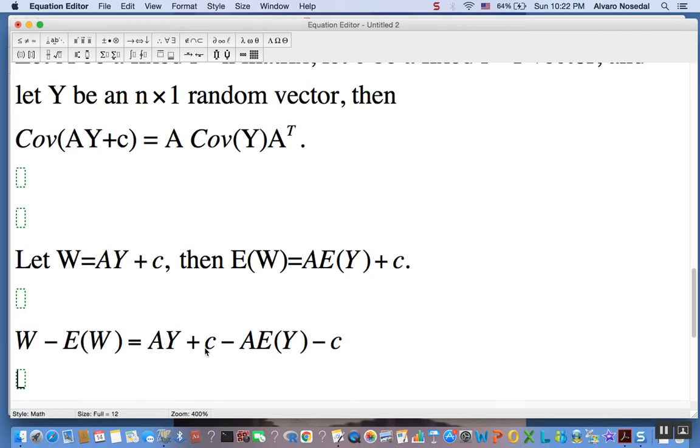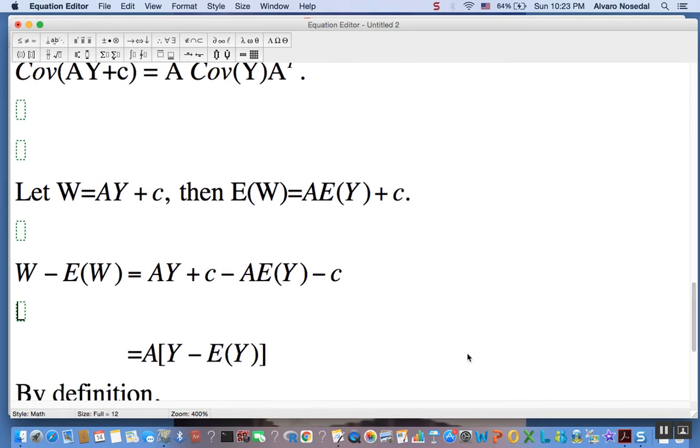So that means that C is going to cancel out. So we only have AY minus A times the expected value of Y. Again, bear in mind that A is a matrix, okay? But these are the same vectors, so they cancel out, and we're going to be able to factor out that matrix A. So this is just matrix A times Y minus the expected value of Y. We factored out that matrix A.